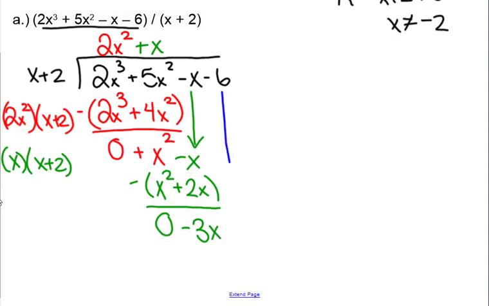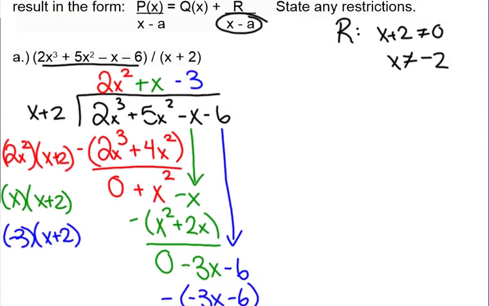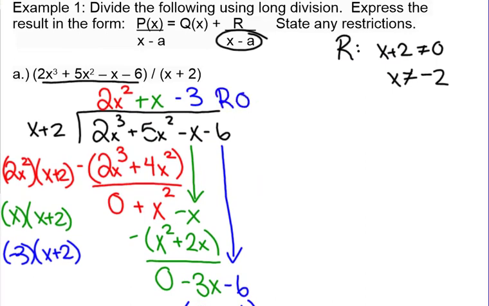And we have one last term to bring down, and that is negative 6. So x times what gives us negative 3x? Well, that's negative 3. So negative 3 times x plus 2 is negative 3x, subtract 6. And if I subtract those, well, negative 3x plus 3x is 0. 6 plus 6 is 0. Meaning we have a remainder of 0.